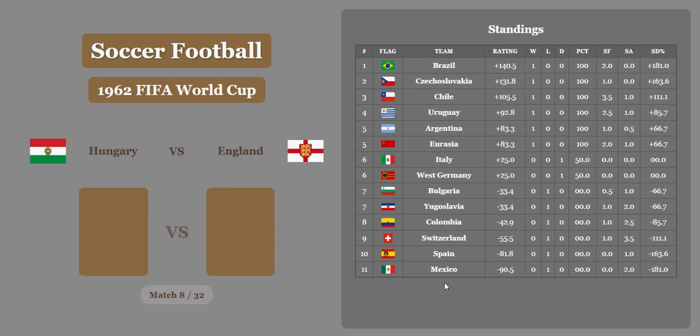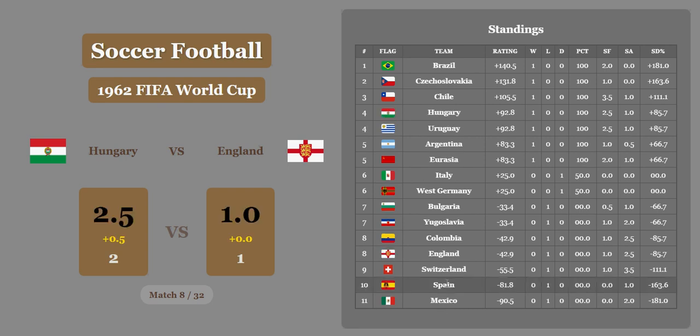Hungary versus England. Hungary takes the win. And they'll get a small bonus as well, a half goal. But that could go a long way, and they move up into 4th place, tied with Uruguay. Hungary had great teams back then.